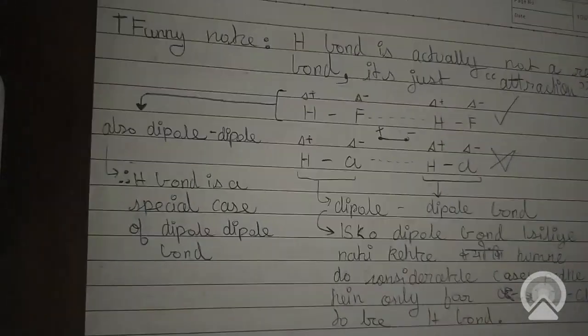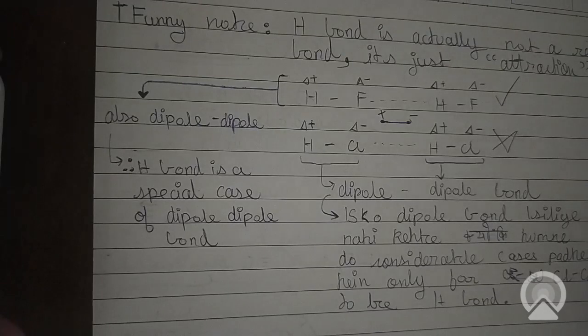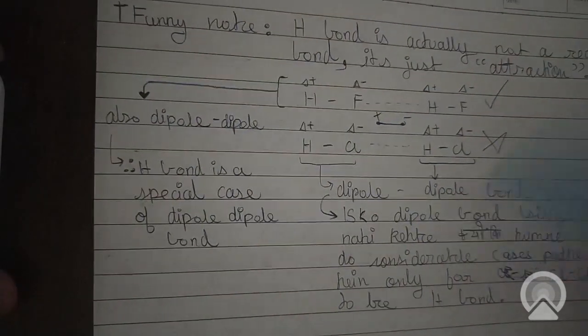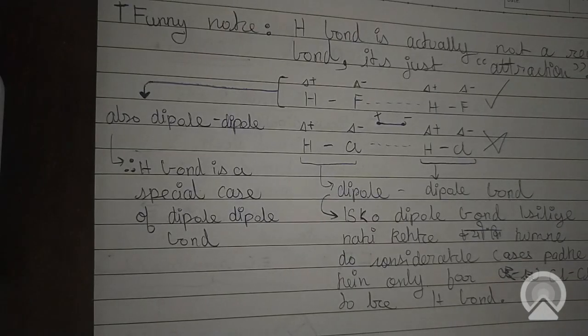Okay, so hydrogen bond. Again, these both are dipole dipole, right? Dipole attracts dipole due to the plus minus. So hydrogen bonding is a special case of dipole dipole bond.